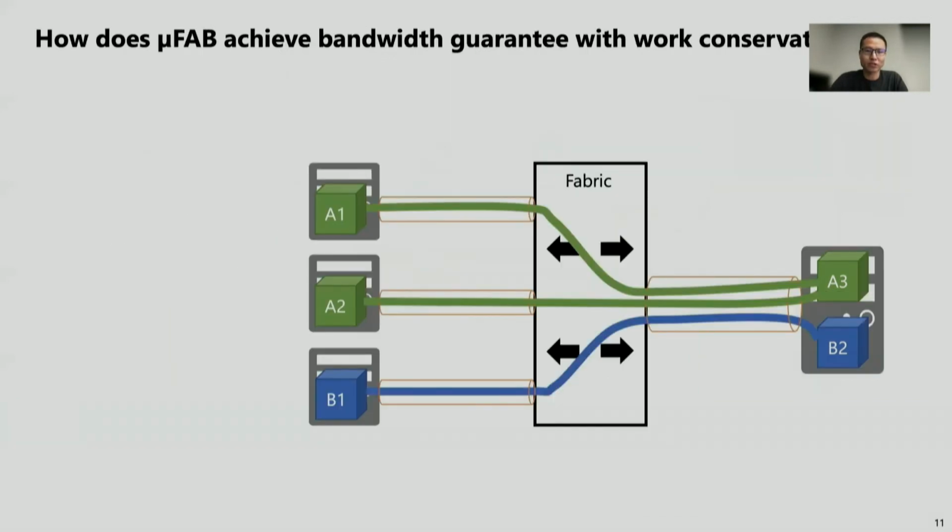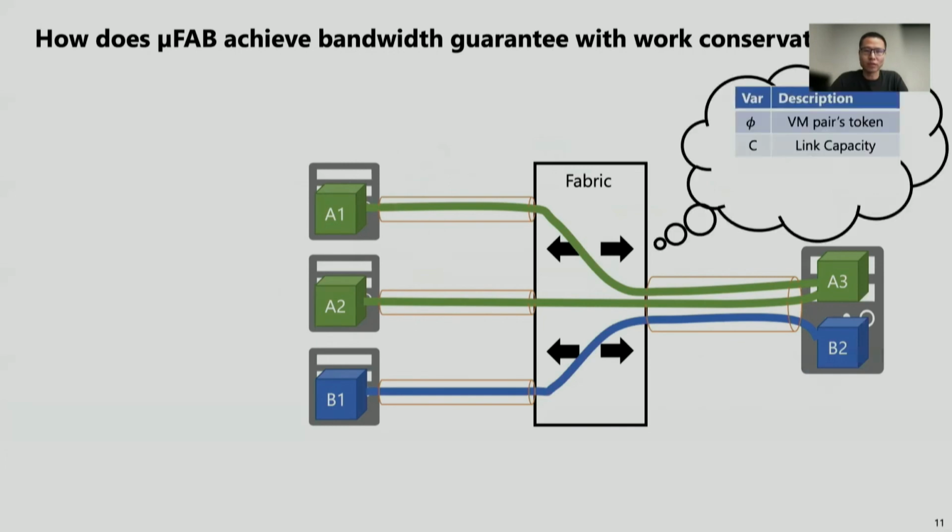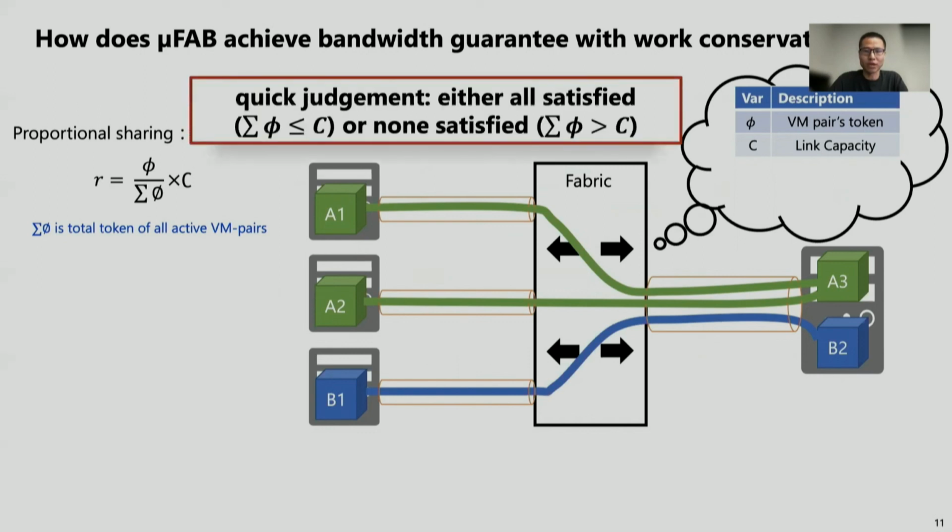So how does MuFab achieve bandwidth guarantee with work conservation? With the VM pairs' tokens and the link capacity recorded in the switches, different VM pairs can use proportional sharing to allocate bandwidth, because proportional sharing based on VM pair guarantees provides a very quick judgment about the overall bandwidth guarantee. That is, either every VM pair's bandwidth can be guaranteed or none of them can be guaranteed.